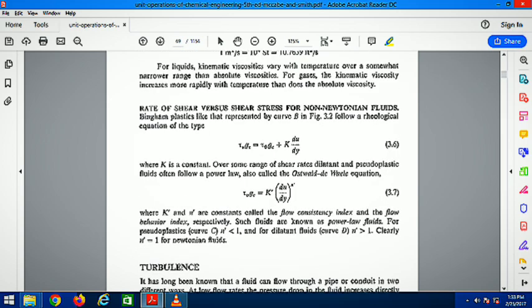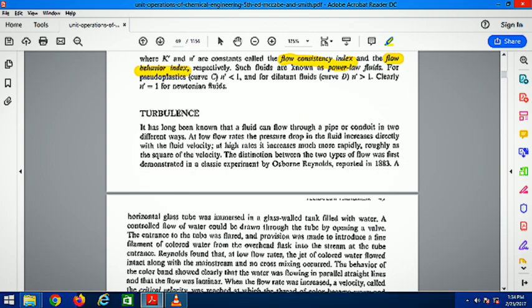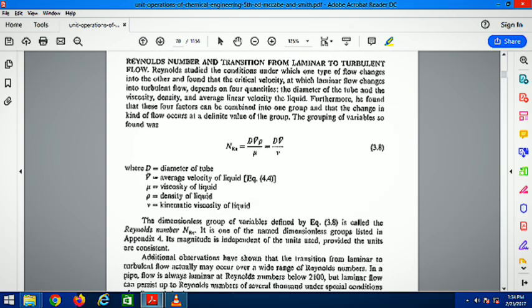Let's move on to the next topic. Here we were talking about the flow consistency index and flow behavior index, K' and n', for non-Newtonian fluids.